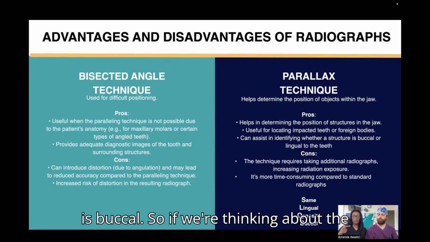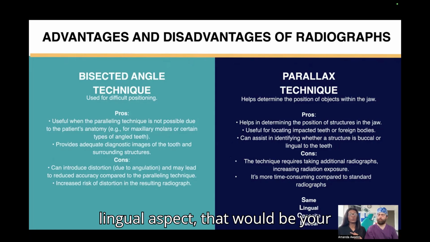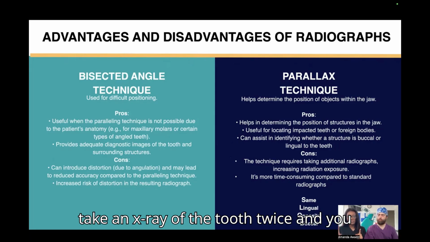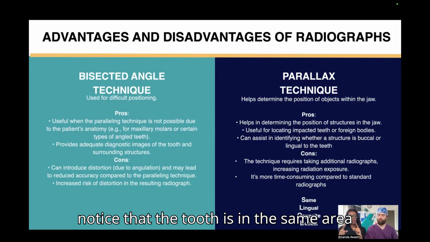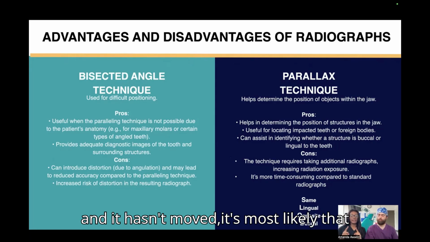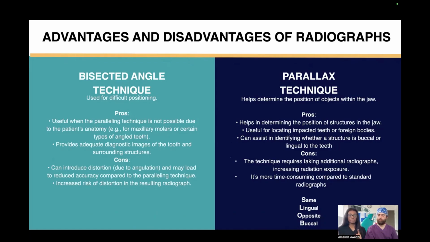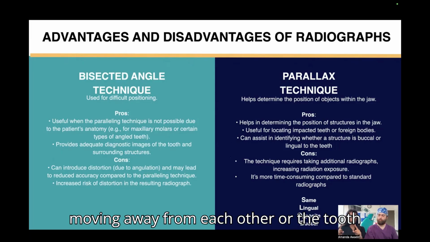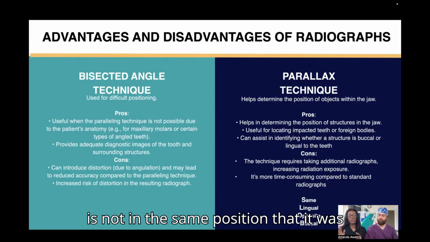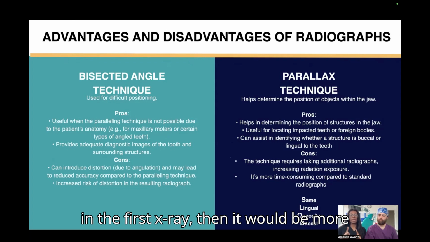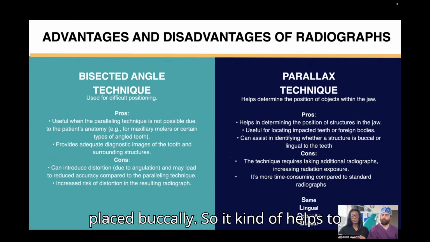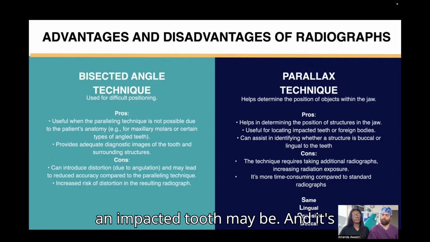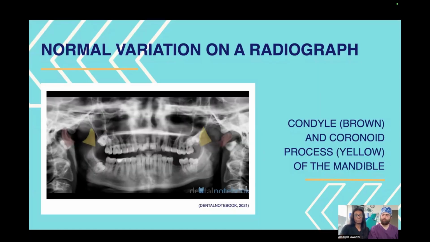So if we're thinking about the lingual aspect, that would be your palatal. If you take an x-ray of the tooth twice and you notice that the tooth is in the same area and it hasn't moved, it's most likely going to be on the lingual aspect. If you take two x-rays and you notice that the tooth is moving away, or is not in the same position that it was in the first x-ray, then it would be more placed buccally. So it helps to determine where exactly a foreign body or an impacted tooth may be, and it's really good for treatment planning as well.